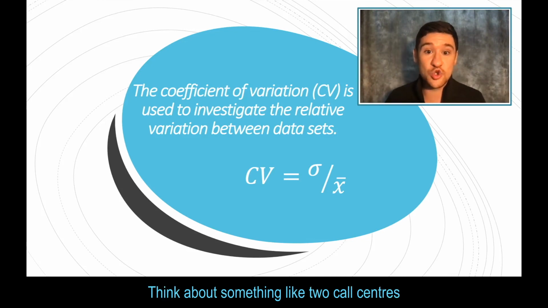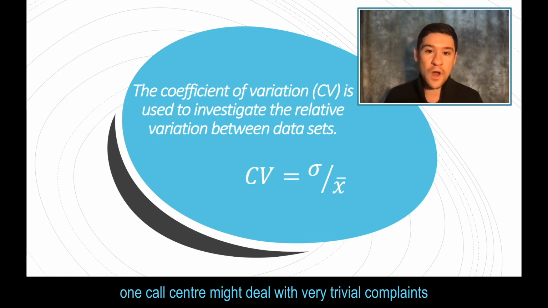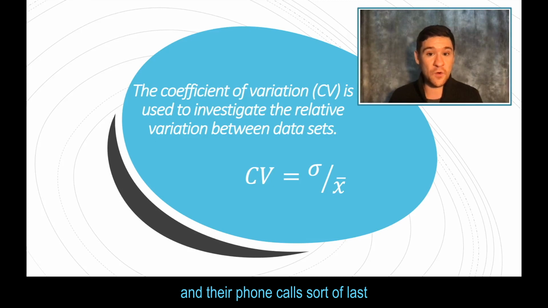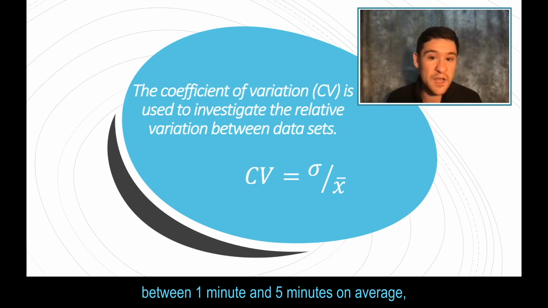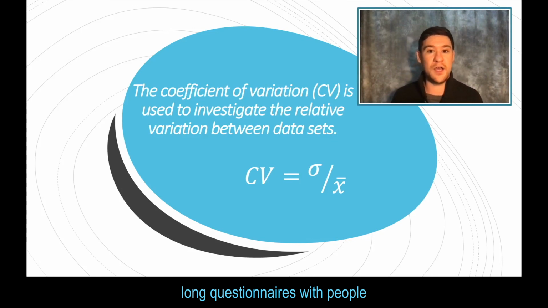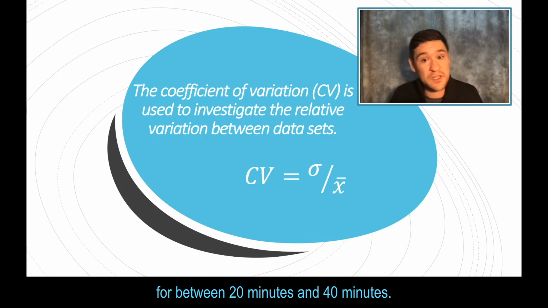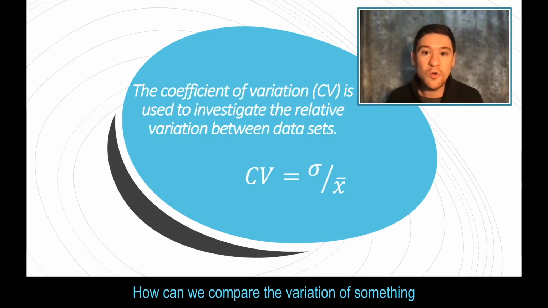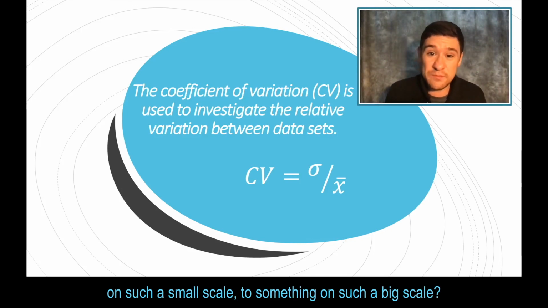Think about something like 2 call centres. One call centre might deal with very trivial complaints, and their phone calls sort of last between 1 minute and 5 minutes on average. Okay? While another call centre might be doing really long questionnaires with people, and they might be on the phone for between 20 minutes and 40 minutes. How can we compare the variation of something on such a small scale to something on such a big scale?